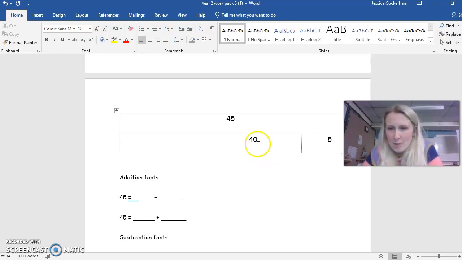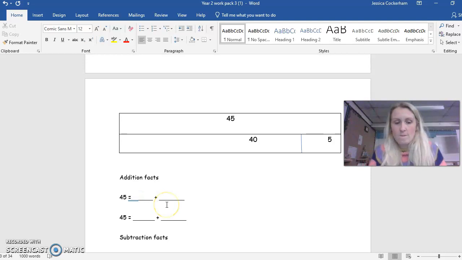Okay, let's have a look at these 2 numbers. We've got 40 and we've got 5. And we know that 40 add 5 must equal that whole number up there, don't we? So we could write that here: 40 add 5.